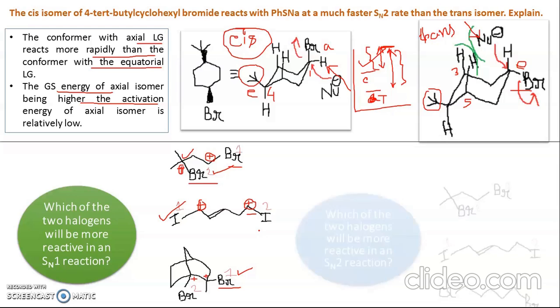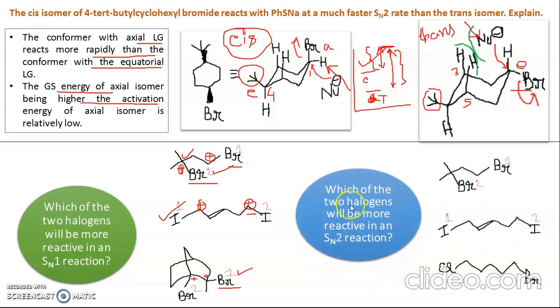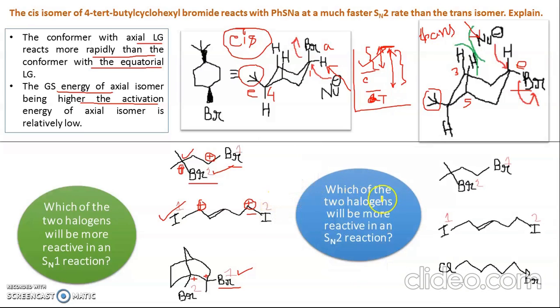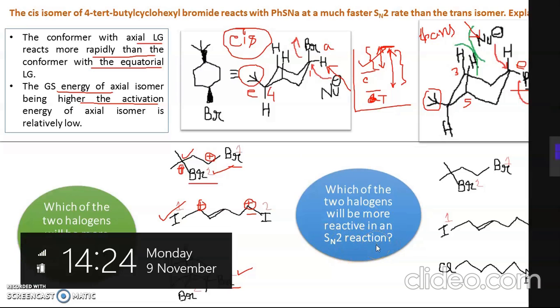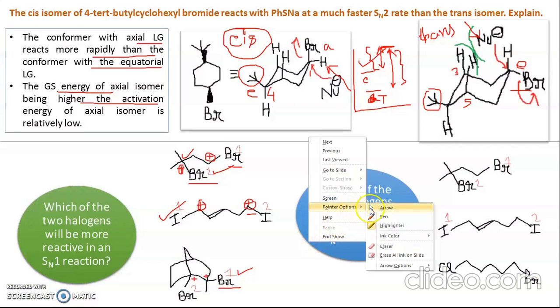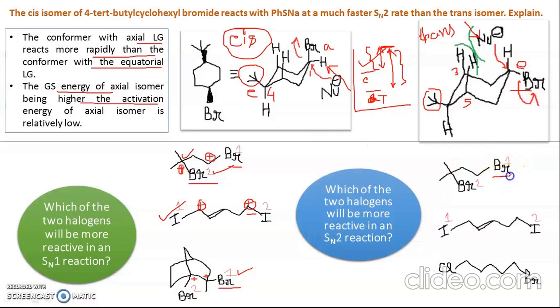Now again we will see 3 substrates, but now the question is, which of the halogens will be more reactive in an SN2 reaction? So which of the 2 halogens will be more reactive in an SN2 reaction? In the first molecule, you can see again the same molecule that we have already seen here.